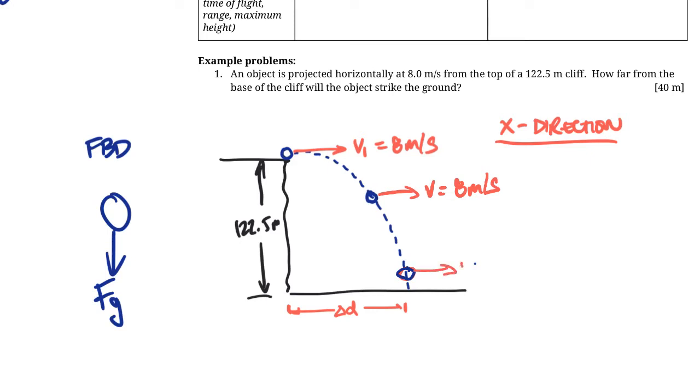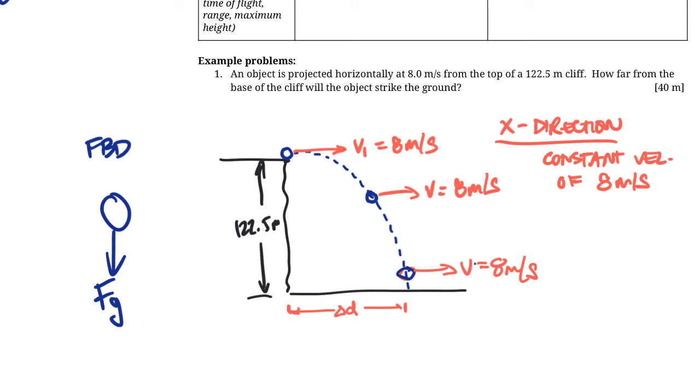Even when we're down here, the velocity of the ball should still be 8 meters per second because there's nothing to change that velocity, right? So in the x direction, we have a constant velocity of 8 meters per second. That's cool because we're trying to find this delta d, this change in x direction.